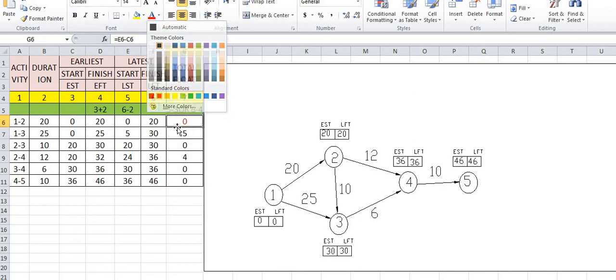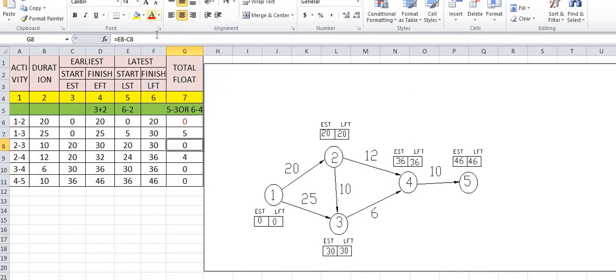The 0 value is nothing but the critical path. So in this way we have to calculate the critical path, and finally we will write down the critical path here also. So what is the critical path? Where the values are 0.